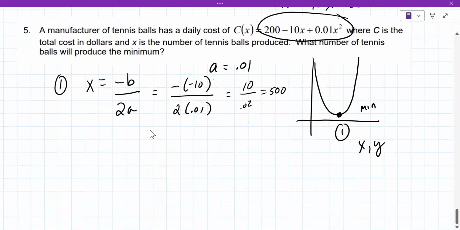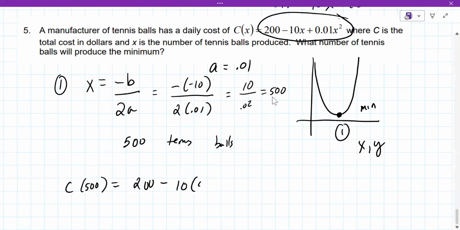Okay, so that's the first part: what number of tennis balls will produce the minimum. 500 tennis balls. But what we really care about is, if you and I owned a tennis ball manufacturing company, we'd want to know what the cost of 500 per day is. Let's find that: 200 minus 10 times 500 plus 0.01 times 500 squared. See if you can calculate that for us, please.